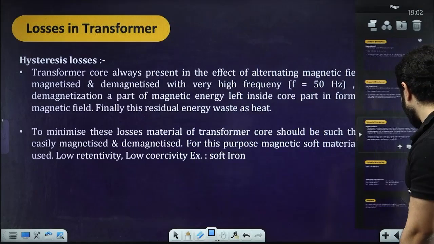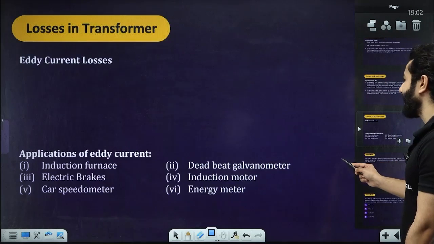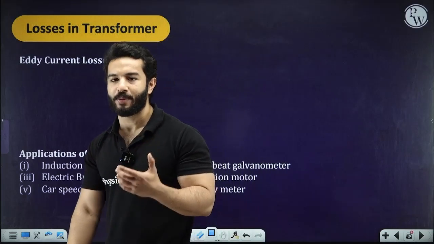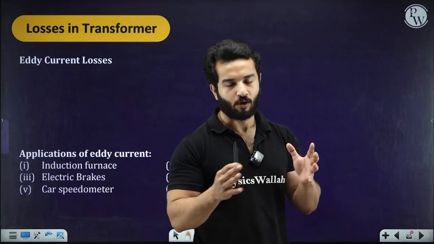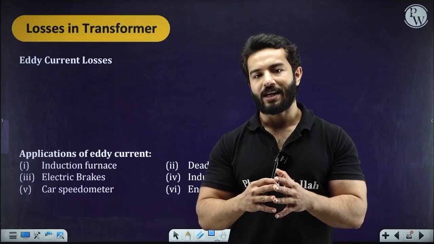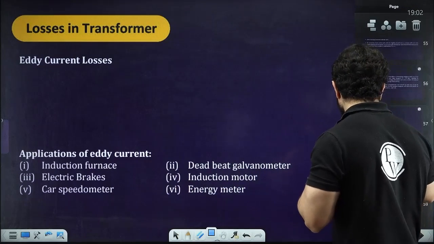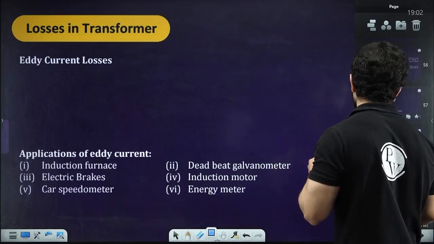Soft iron should be used. And the last loss is eddy current losses. Eddy current losses I have already explained to you. Eddy currents basically get built up on the surfaces of metal blocks when there is a changing magnetic field, right? Hopefully everything is clear with transformers also.